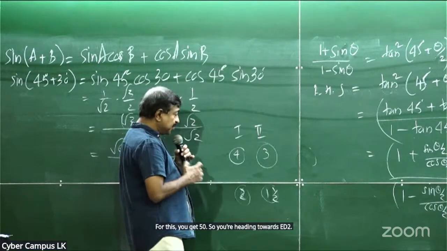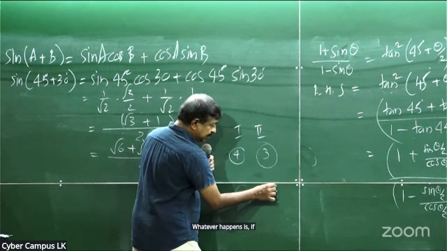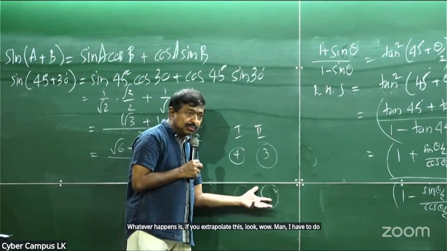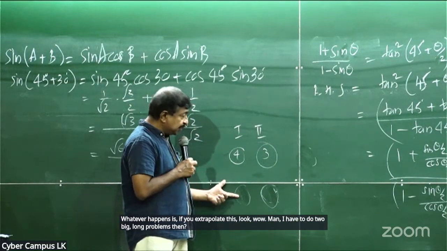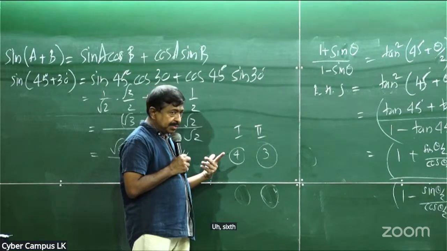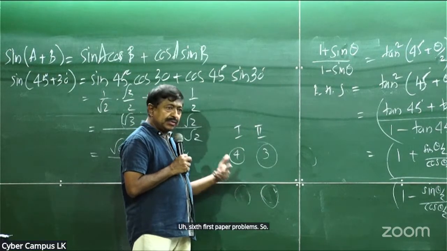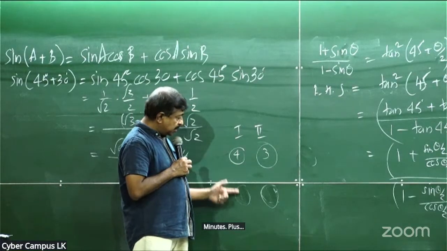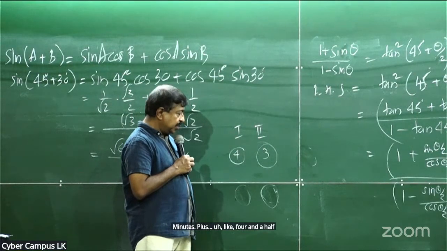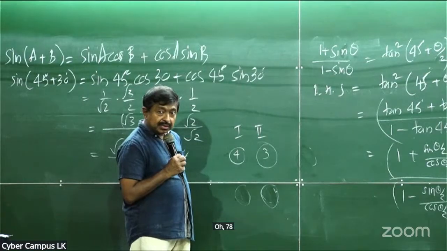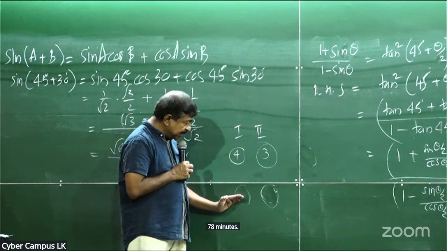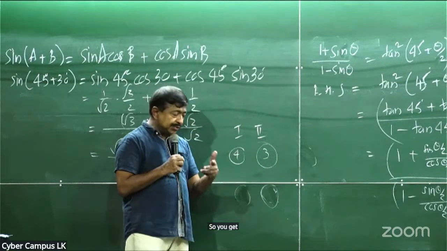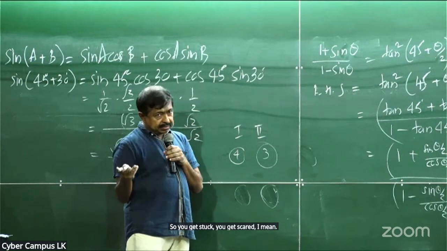What happens is, if you extrapolate this, look, wow, man, I have to do 2 big, long problems and 6 first paper problems. So for this, you get 54 minutes plus like 4.5 times 6, 78 minutes. Now, I need 78 minutes, but I am left with 1 hour. So you get stuck, you get scared. I mean, you get panic.